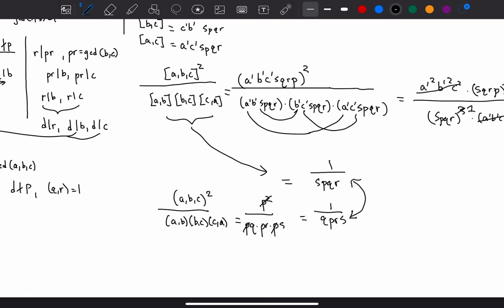So we proved that this entire LCM expression is equal to this entire GCD expression. Circle these. Sorry for the bad formatting. All right, this problem is done.